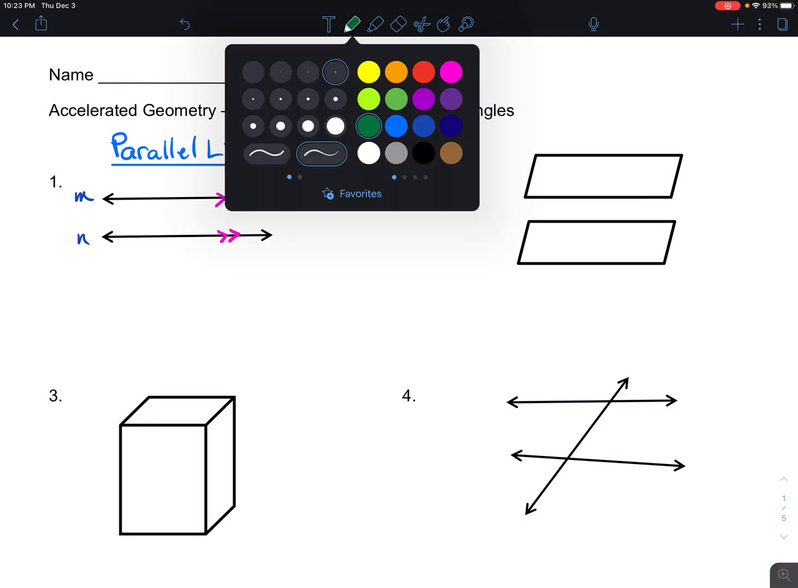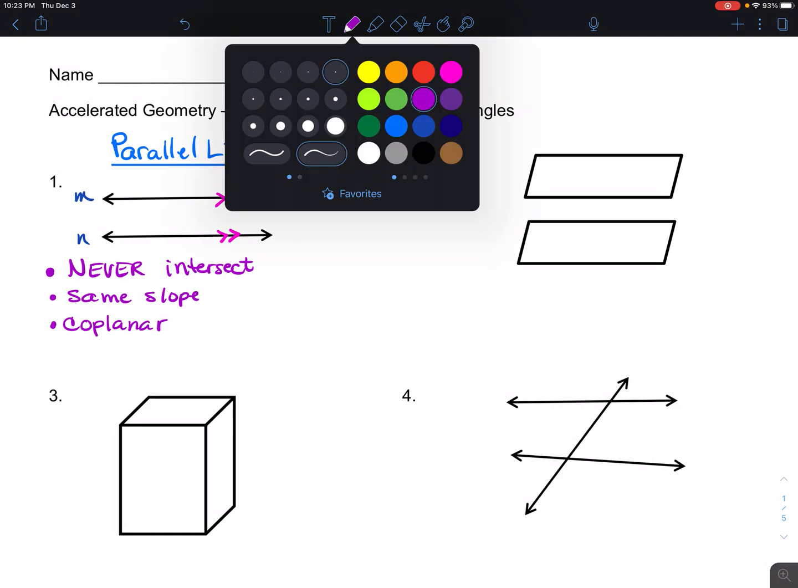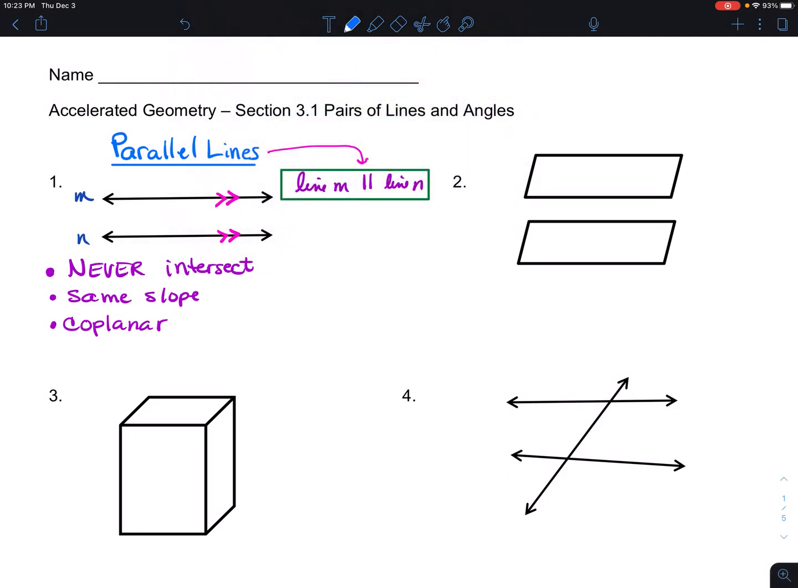Oh, before we finish there, don't forget, with parallel lines, they never intersect. They have the same slope. If we were to graph, or if you need to write equations of lines, they have the same slope. And they are coplanar. They have to be on the same plane. Okay, on to number 2.